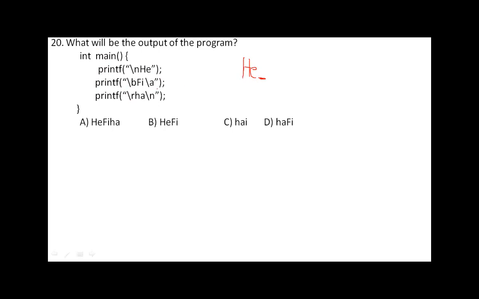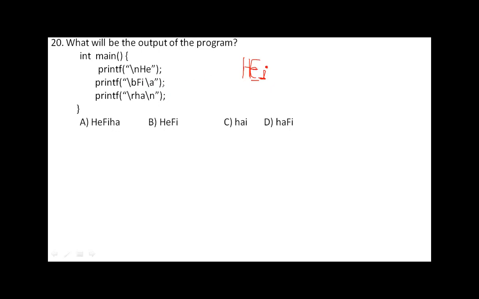Then printf \b indicates backspace. \b indicates backspace. That means move the cursor one position back. So with one backspace, the cursor comes to E here. From there onwards it prints Fi. That means E is overwritten by capital F, and small i will be printed next. So HFi will be printed, and \a indicates bell.